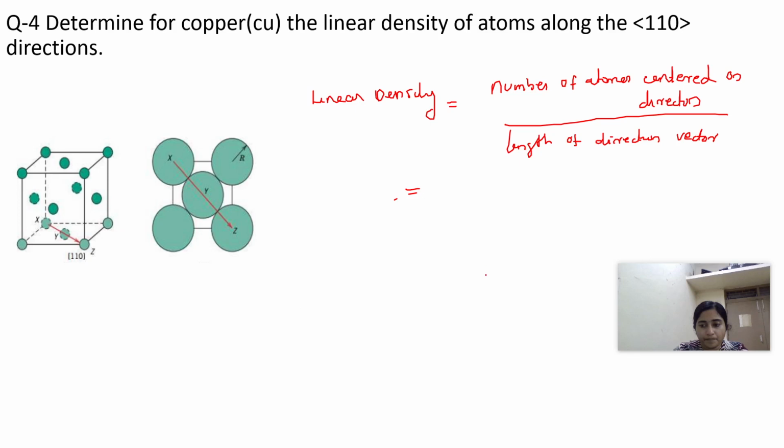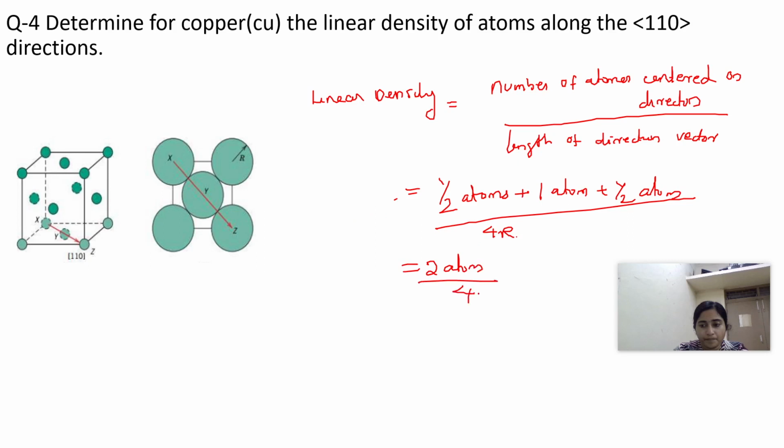So here it will be 1 over 2 atom plus 1 atom plus 1 over 2 atom, divided by the total length. How will it be? r, 2r, then r, so it will be 4r. So it will be 2 atoms by 4r, which is 1 over 2r. That will be the answer.